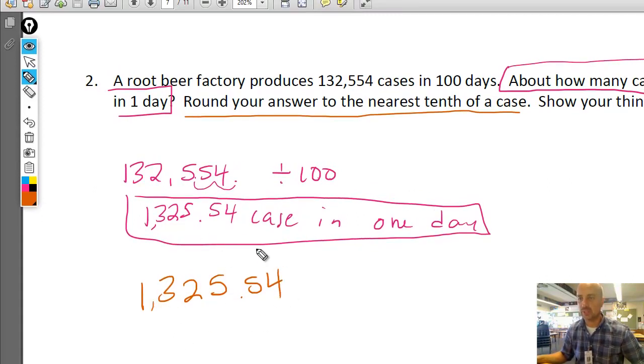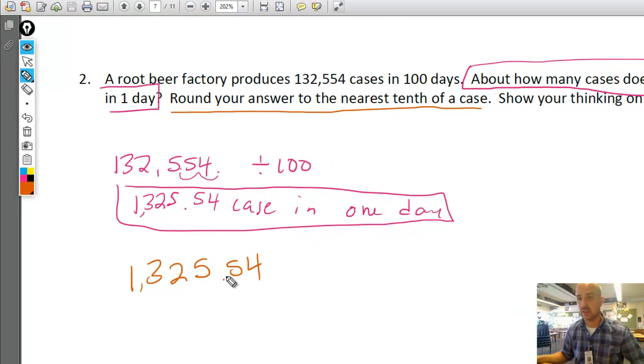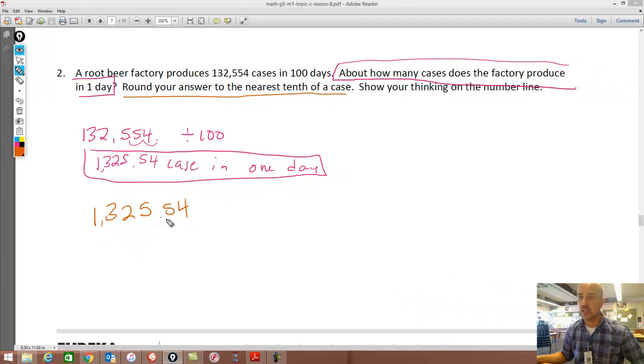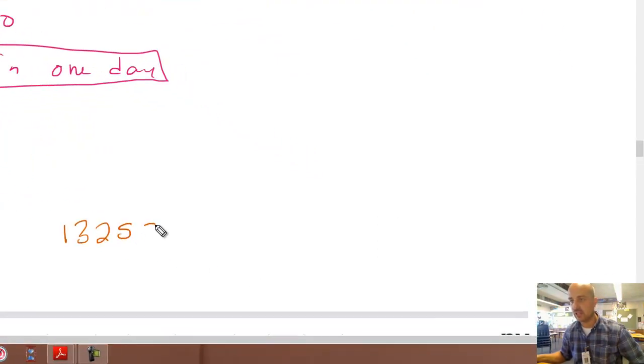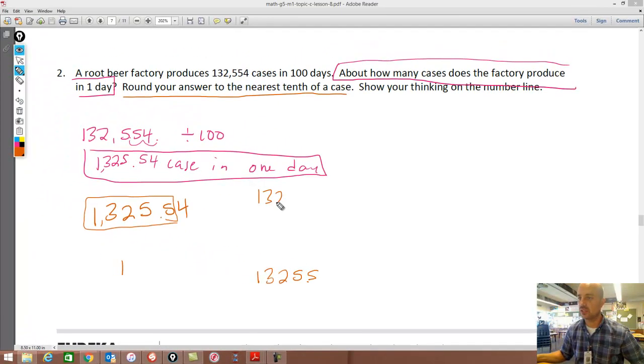Let's find out what my tenths place is. The tenths place value is right here, right? So I have my ones, I have my tenths. So this right here is how many tenths I have. Let's do it over here so I have some space. 1, 3, 2, 5, 5. Ultimately I have 13,255 tenths, and I will go 1, 3, 2, 5, 6. Okay. And someplace in the middle.